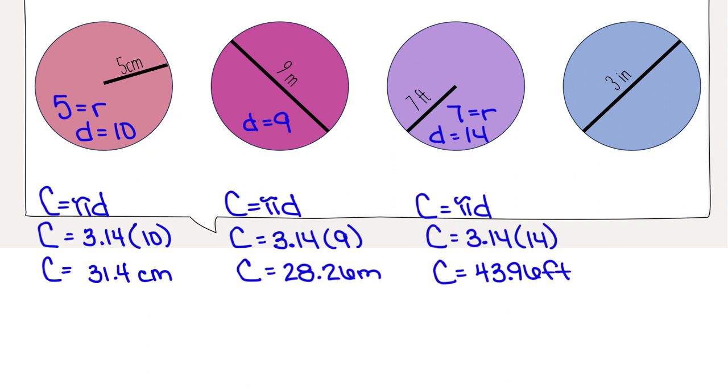All right, our last one on this top part. What is the 3 inches? Is it the diameter or radius? The diameter. Good. What is our circumference formula? C equals pi d. What will I multiply to find the circumference for this? 3.14 times 3. And our circumference is? 9.42. Very good, 9.42 inches.